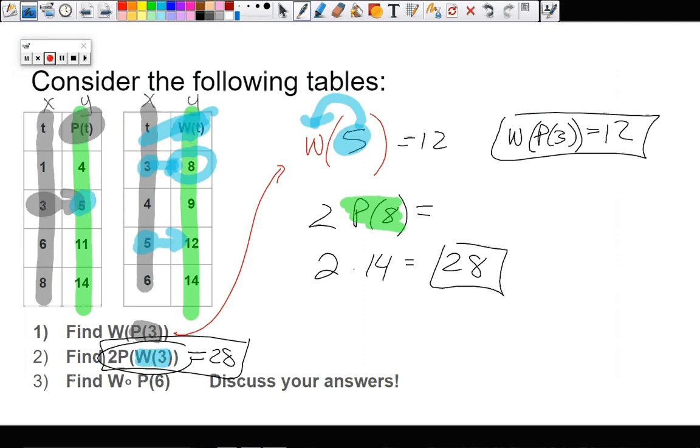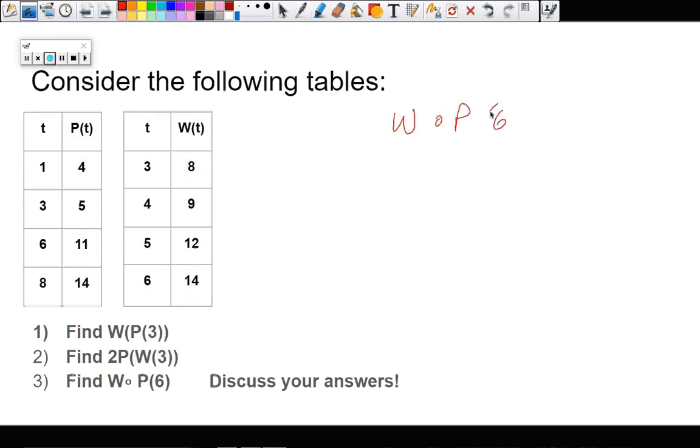Our very last question on this video is w of p of 6. Okay? So, w of p of 6. Where do I plug that into? The x value for which function? p. Remember, the one closest to it. So here's p. Let's find the input is 6. And what would I get? 11. And that is what we're going to plug into w. You with me?